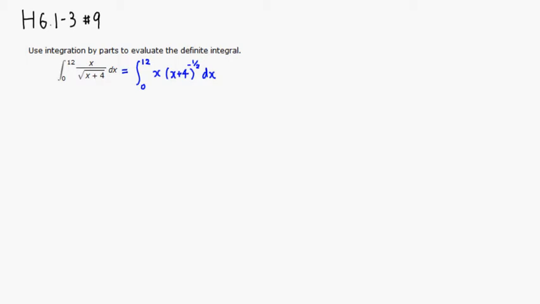I'm going to let u be this guy right here, x. Then we let the rest of it be dv. So let u be x and dv be the quantity x plus 4 raised to the negative 1/2 power dx.